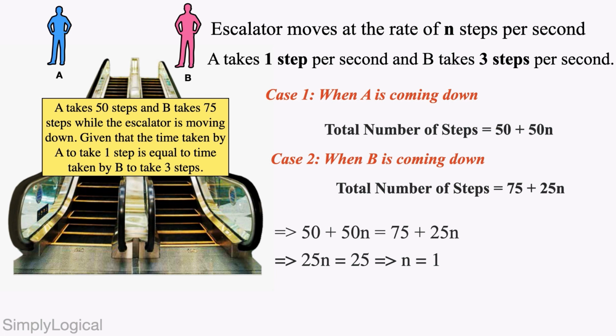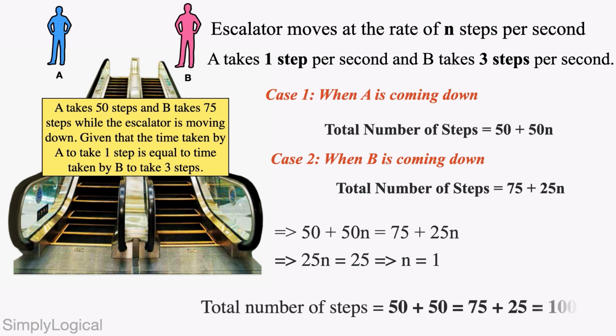So the total number of steps equals, consider case 1. According to case 1, the equation is 50 plus 50n. Now substitute the value of n: 50 plus 50, which is equal to 100. So the total number of steps is equal to 100.